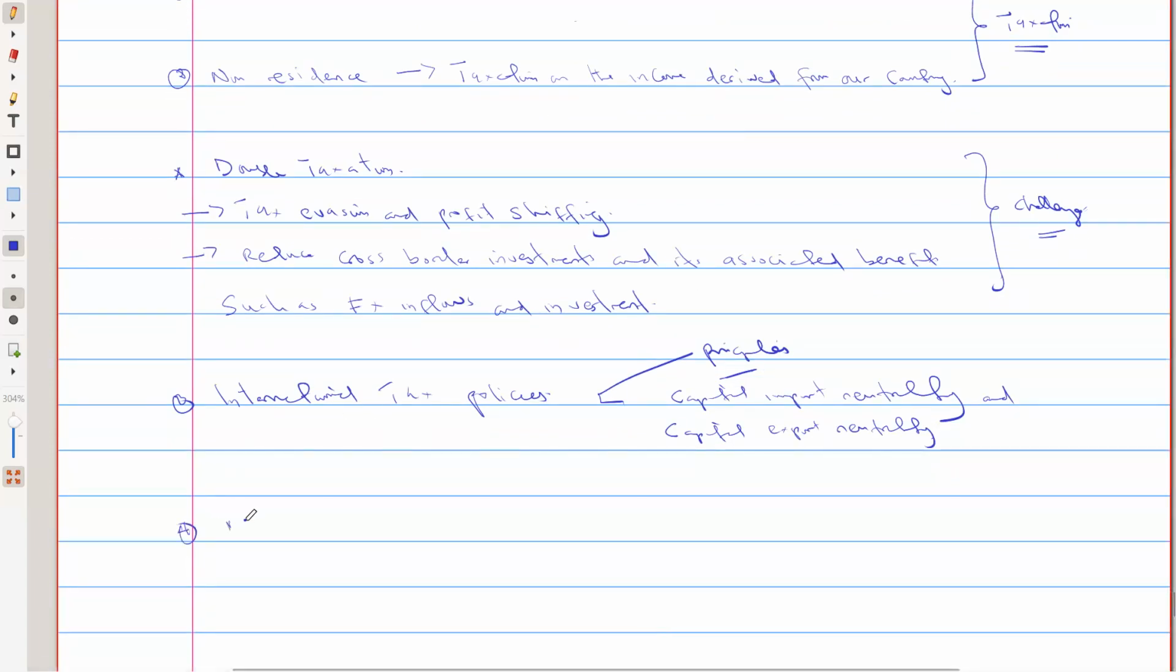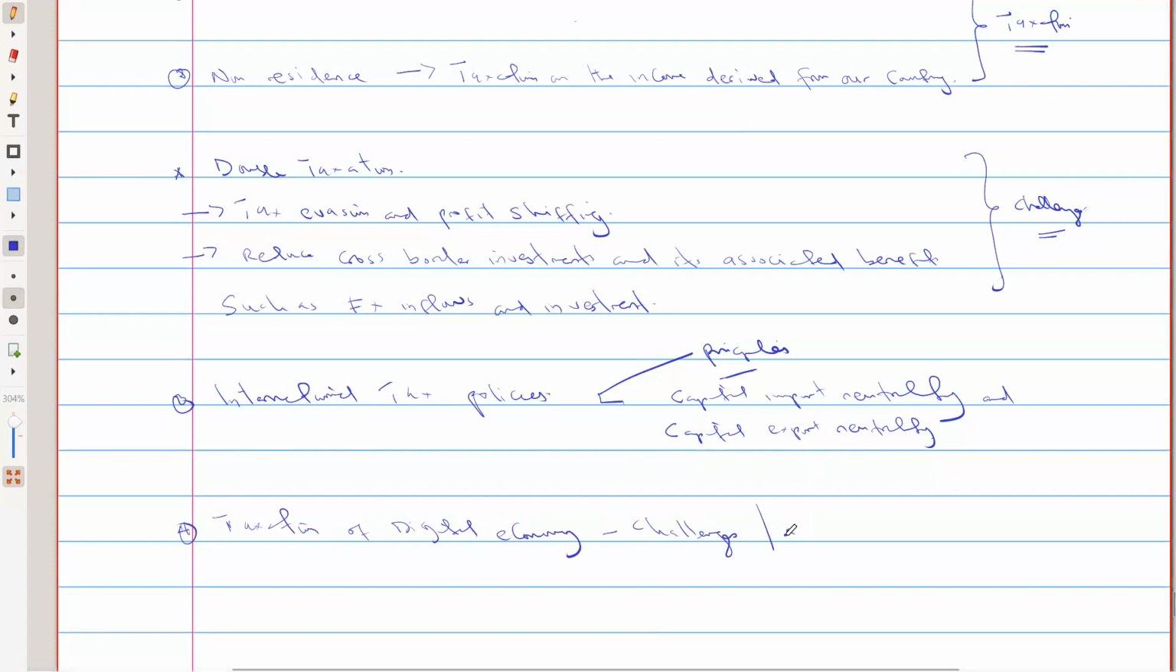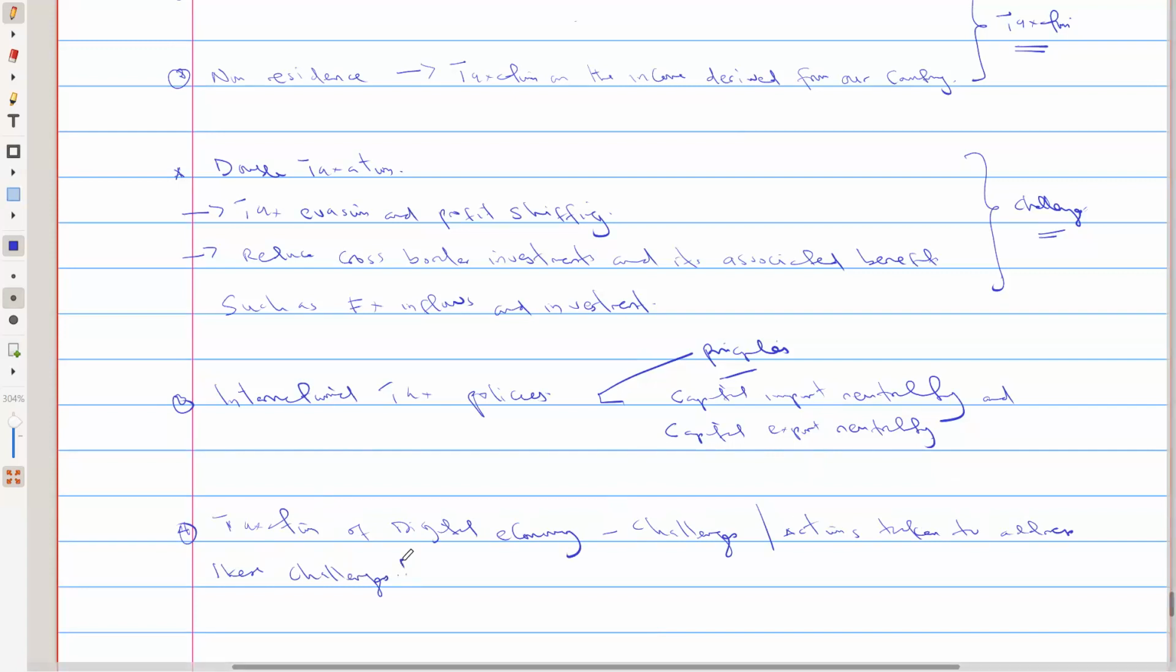And then finally, we talked about the taxation of the digital economy. We talked about the challenges and then what has been done, the actions taken to address these challenges. So that's been our discussion for today.